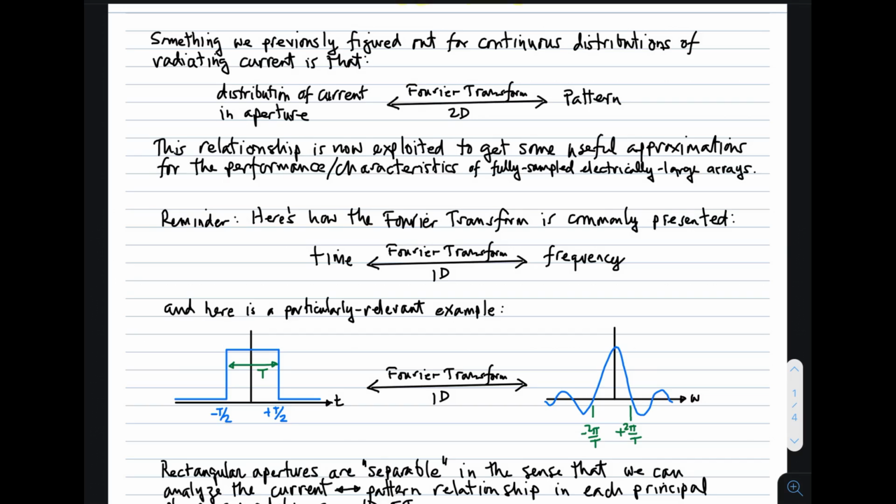Another approximation of interest is that for half-power beam width for the main lobe. And in a previous lecture, we've worked this out. So I'm going to skip over the details here and simply remind you what the idea is. The idea is that the distribution of current in an aperture is related to the pattern through a two-dimensional Fourier transform.